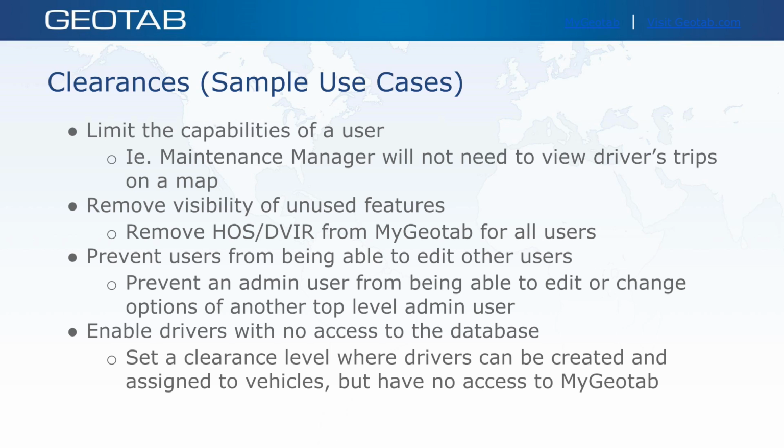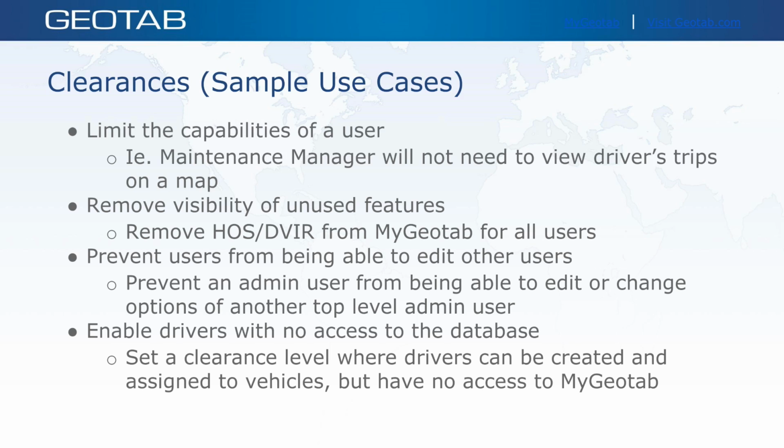Maybe you've also got your default users, right? So they should only be able to see their vehicles, and they should only be able to view the map. So you can actually hide everything else in the software from them. Maybe you want to remove the visibility of unused features. For instance, hours of service or DVIR, you want to remove that from all the users because we don't want to incur charges.